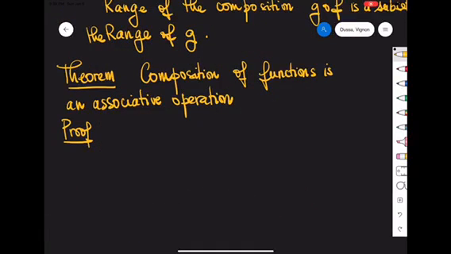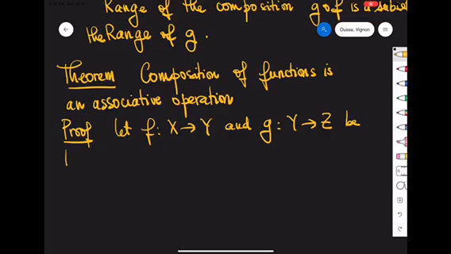Okay, so we'll prove here that the composition of functions is actually an associative operation. So to this end, let's say f and g be two functions. In fact, let h be a function, and let f, g, h be three functions, the last one mapping into W.